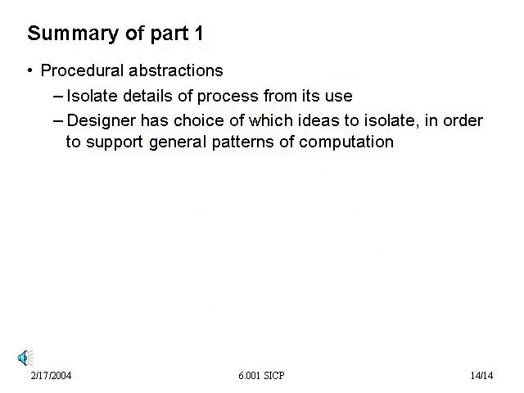So in summary, we've been using procedural abstractions as ways of isolating details of a process from its use, and letting the designer decide both which ideas to isolate and the order in which to do them in order to support general patterns of computation. One of the lessons you should be learning is that good planning is often involved in deciding how to collect the procedures together so that we make new things easier to do.